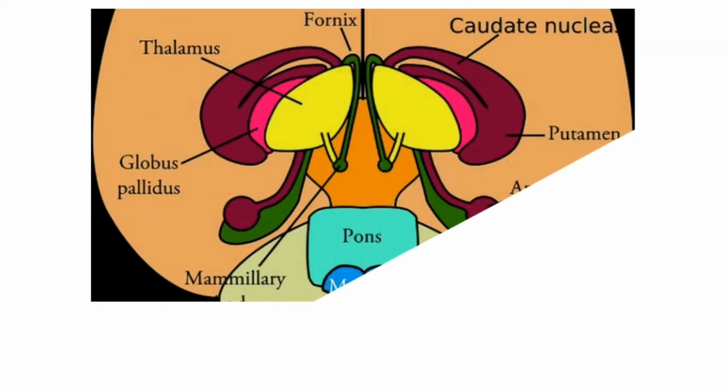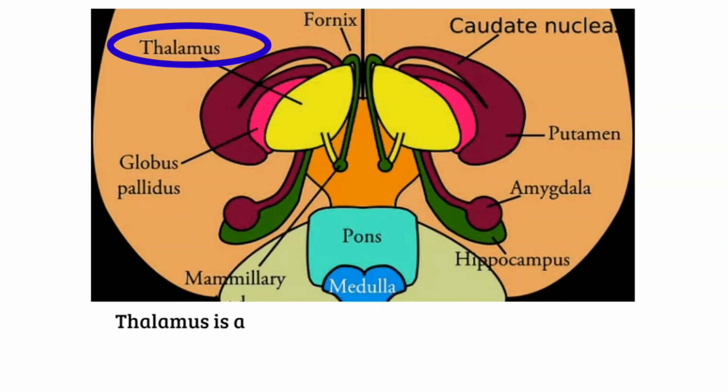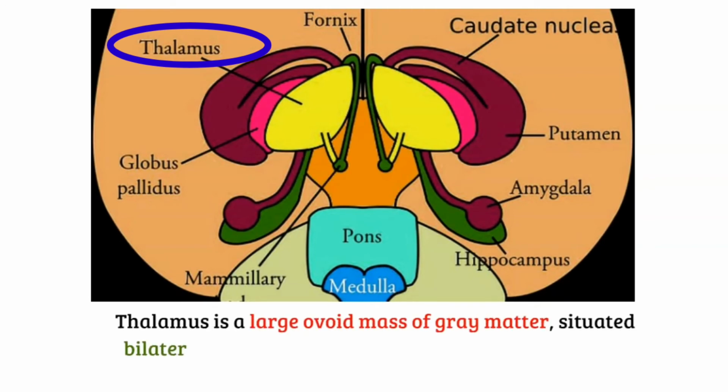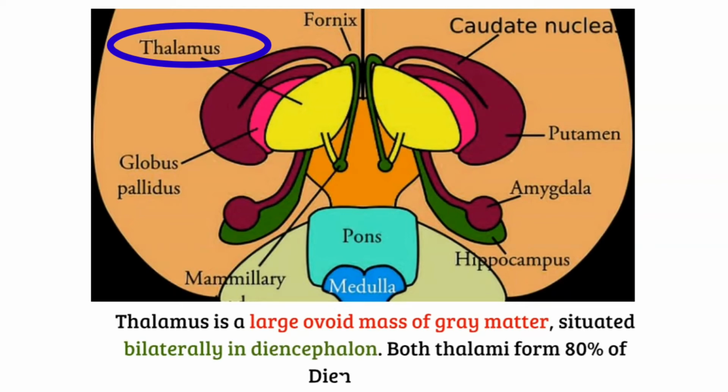So this is the thalamus. It is a large ovoid mass of grey matter situated bilaterally in diencephalon. Both thalami form 80% of diencephalon.